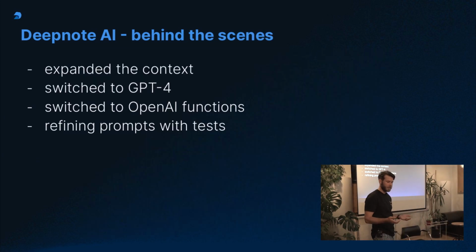We've also done some changes behind the scenes. We've expanded the context, so by that I mean the context that we're providing to GPT, mostly Deepnote context or the user's context in Deepnote. We've switched to using GPT-4. A good trick: if you're struggling with your responses, just use a better model. We switched to using OpenAI functions that made the whole parsing of the outputs much simpler. And we refined our prompts with tests. What does that mean? Basically we were refining prompts on a weekly, almost daily basis, and we needed to make sure that the improvements we're making are not introducing any regressions in other aspects. So testing is a way to refine our prompts with confidence.